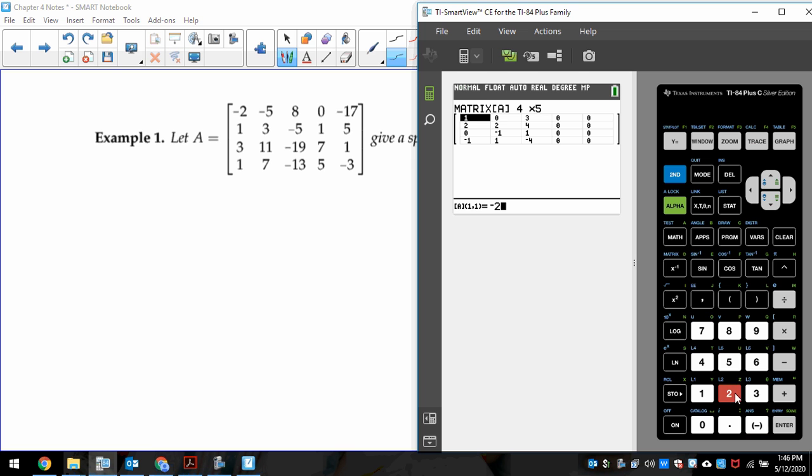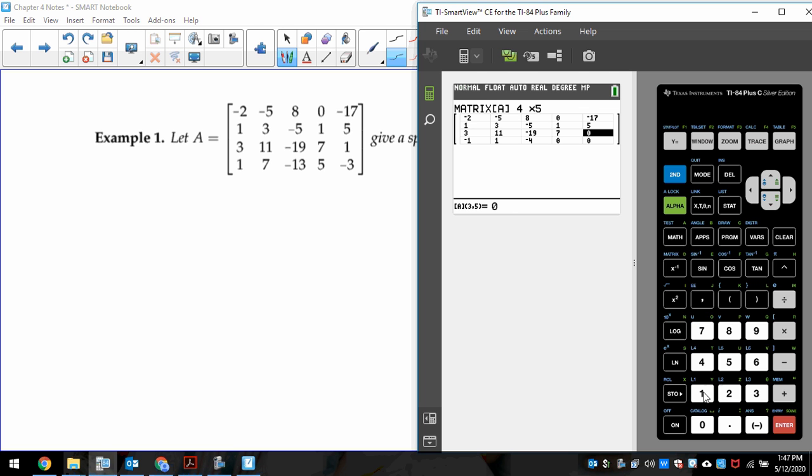And we want -2, -5, 8, 0, and 17, -17. So each one of these rows, if we take the span of these, the span of the rows form the row space. And so what we are looking for is a basis for the row space, or the number of linearly independent rows that we have here.